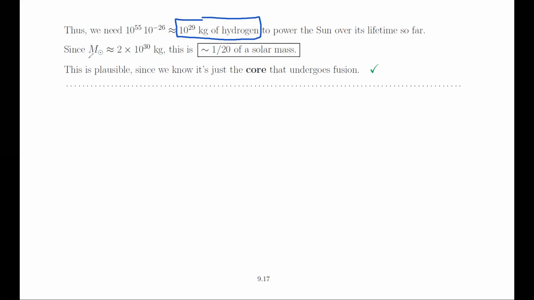Well, okay, now we can compare it to the actual known mass of the sun, which is something like 2 times 10^30, which is about 20 times bigger than that. So that means that 1/20th of a solar mass had to have been converted from hydrogen to helium so far. That's a plausible number, right? If that number had turned out to be 1,000,000 times the solar mass, then we know that it just can't work. But the fact that it's less and that it's just a bit less is plausible. We know that it's just the core of the sun that undergoes fusion and not the rest of the layers. So yeah, it makes sense.